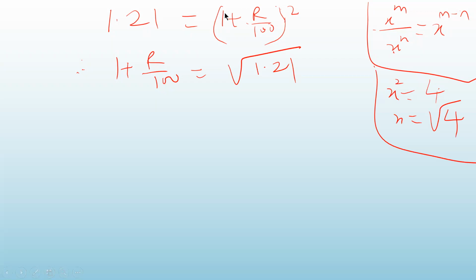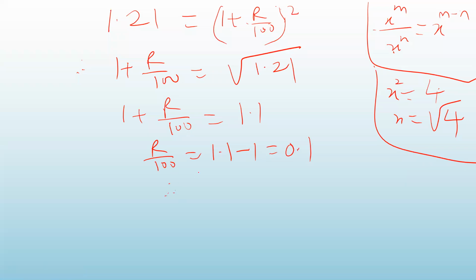So (1 plus R upon 100) squared is 1.21. So what will be this number? It will be the square root of 1.21. Find out the square root of 1.21. So the square root of 1.21 is equal to 1.1. So you will get 1 plus R upon 100 is equal to 1.1. Now from here you can find out the value of R. So R upon 100 is equal to 1.1 minus 1, you shift it here, so it will give you 0.1.